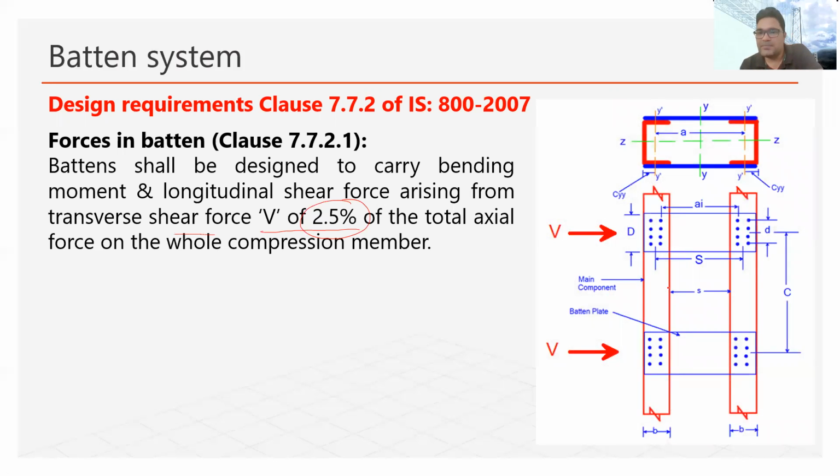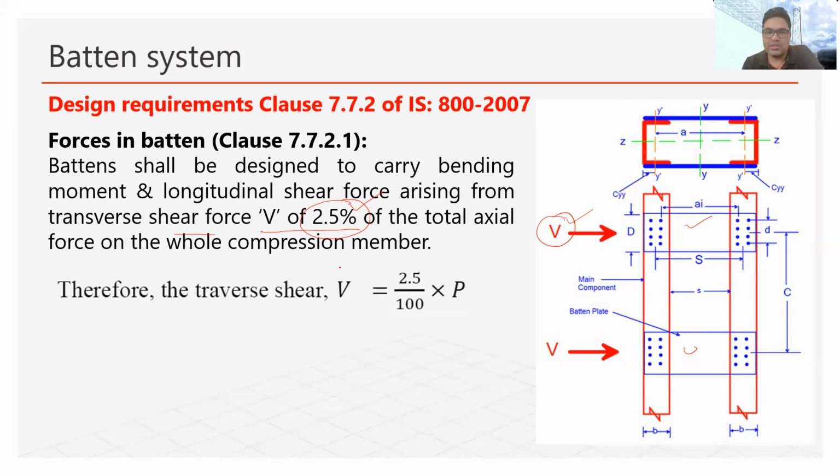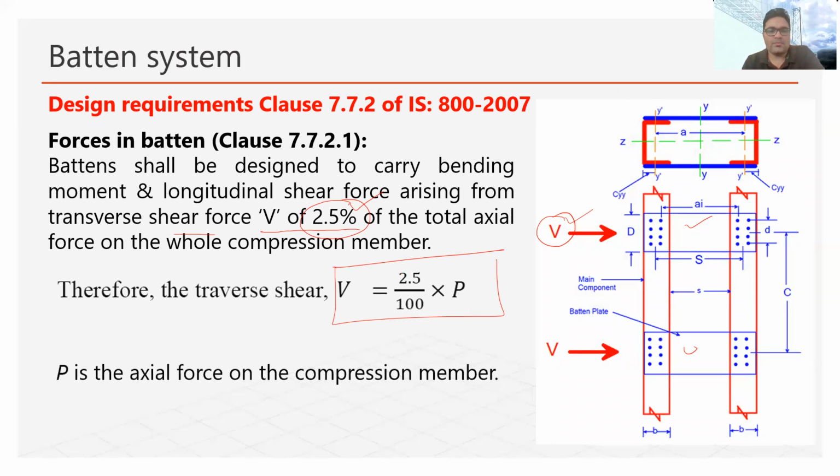Here you can see this is the column and this is the batten system, and these battens are experiencing this force, which is the transverse shear force. Now how much is this transverse shear force? It is 2.5% of the total axial load which will be carried by this whole built-up section. The same formula we used in the previous lecture, we are using here also. So this much force each and every batten will experience. In this case, P is the axial force on the compression member.